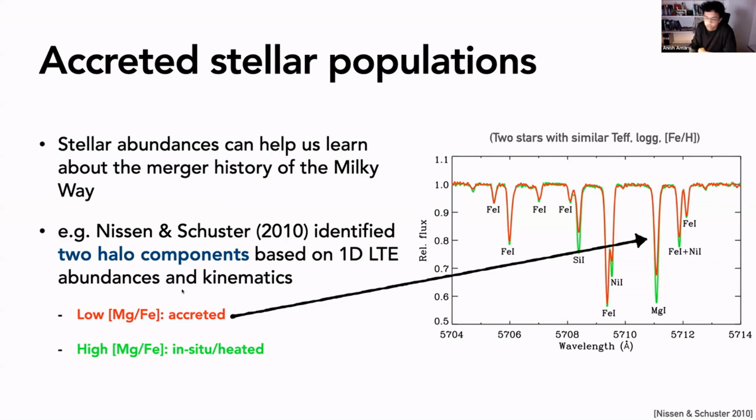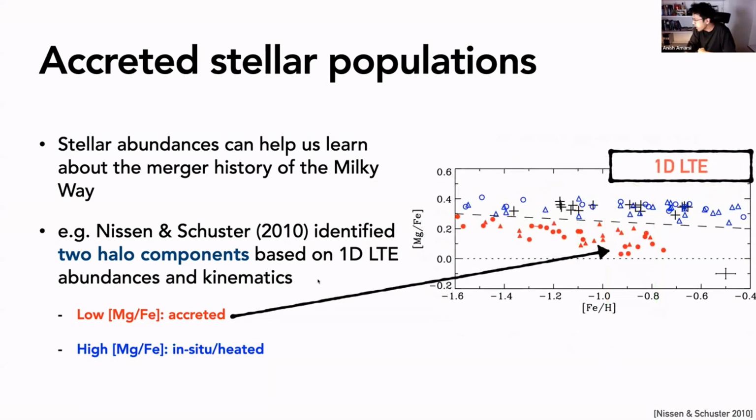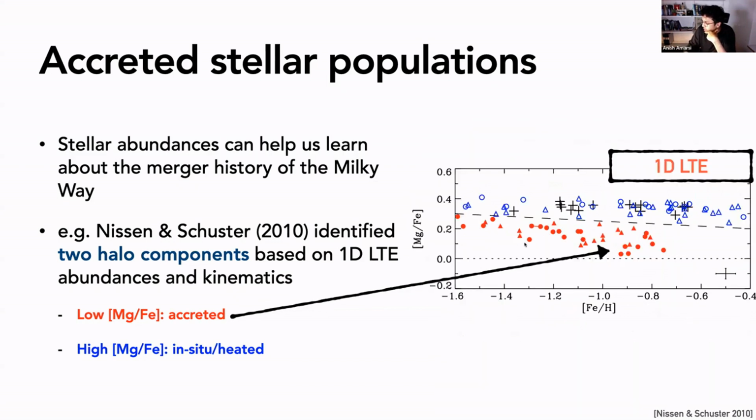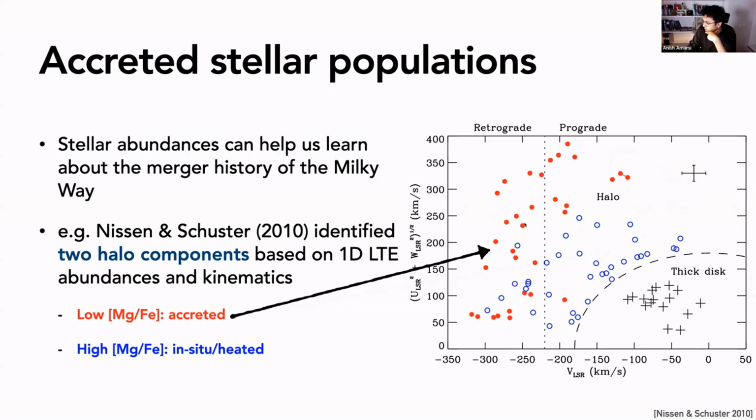If you translate the spectra to abundances using 1D LTE models, we do see a separation. This is the high alpha, or high magnesium, component, and then we have the low magnesium component. This is interpreted as the stars that were accreted into the Milky Way halo. And here we have the Toomre diagram, with the classification based on magnesium abundances plotted, and we see that the low alpha, or low magnesium, stars mostly have retrograde orbits, for example.